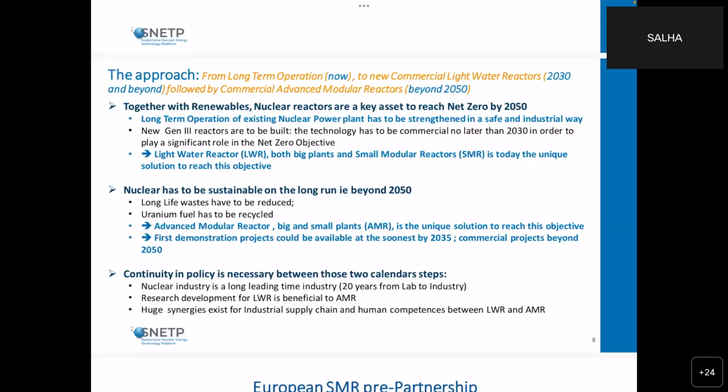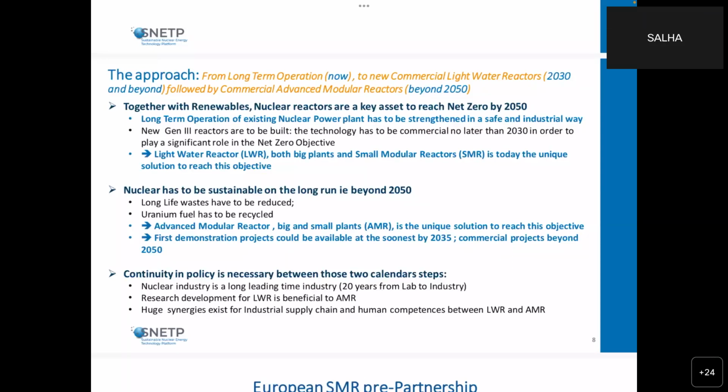We believe that the first demonstration project could be available at the soonest by 2035, given that the TRL level at the moment is relatively low, and that commercial projects, by commercial I mean really industrial developments of this project, could be available, let's say, around 2050.